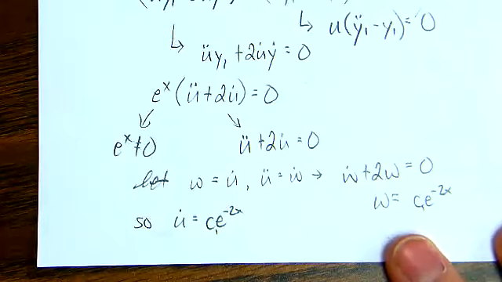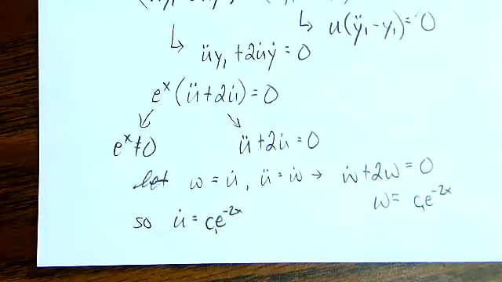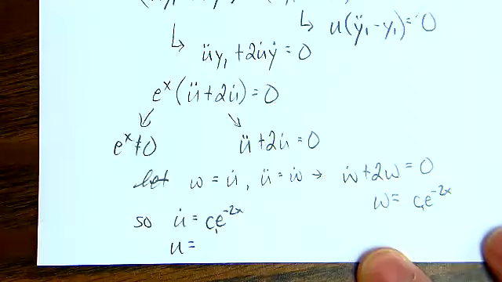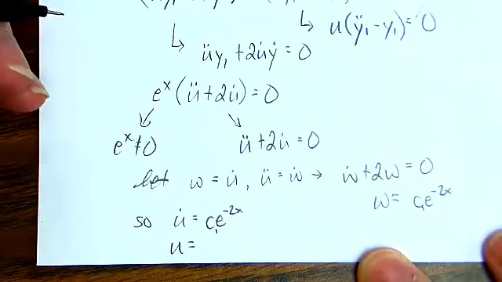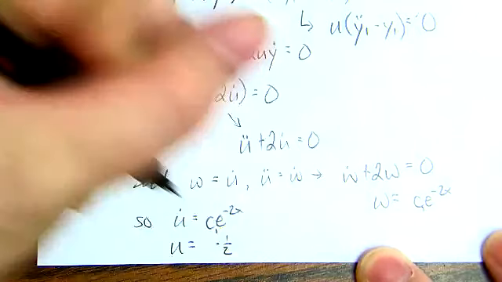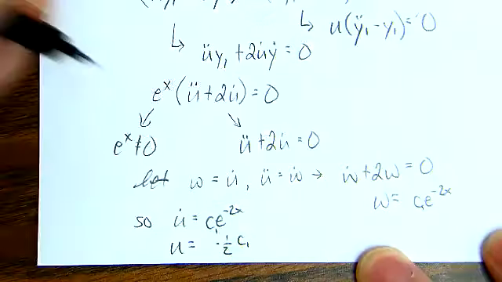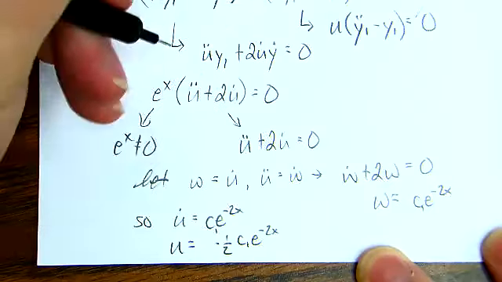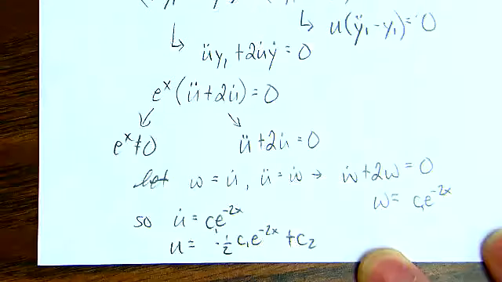Now this is another first order differential equation. This is in fact already separated. I can just integrate both sides to get that u here is equal to negative 1/2 C1 e to the negative 2x plus C2.